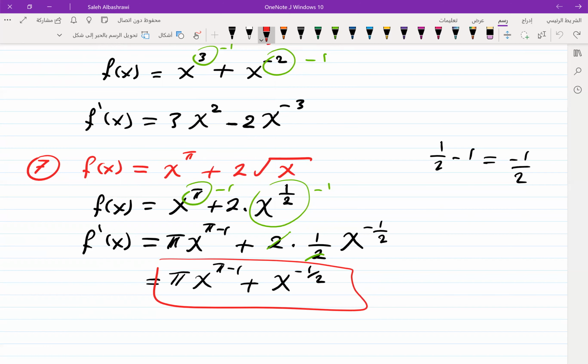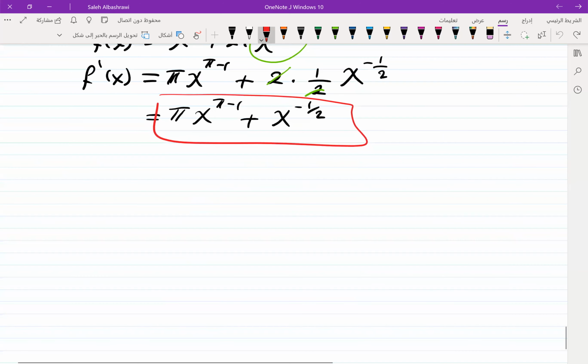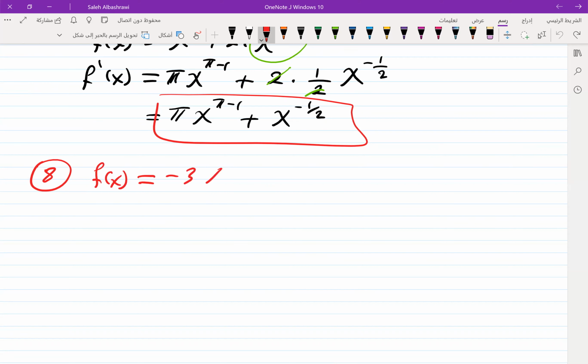We take one more. That will be number 8. F of x equal to minus 3 x to the power 7 minus 2 x to the power minus 5 plus third root of x, minus or plus 10. Let's find the derivative of this function.